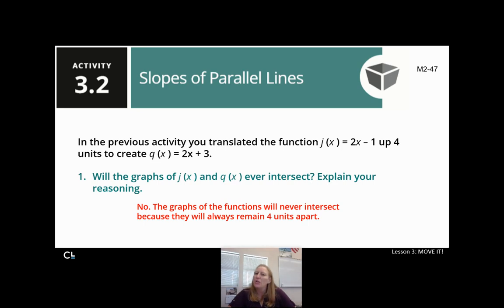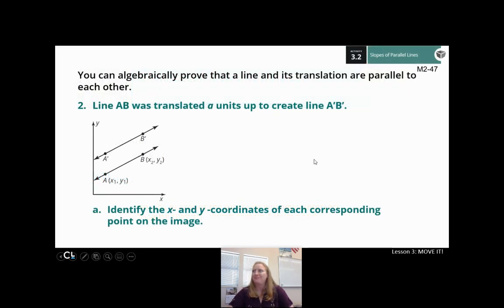Now, we were already noticing that these lines were parallel and that they had the same slope. So let's see if we can prove why that works algebraically. I know how much everybody loves algebra, right? So you can algebraically prove that a line and its translation are parallel to each other. You can totally prove that.